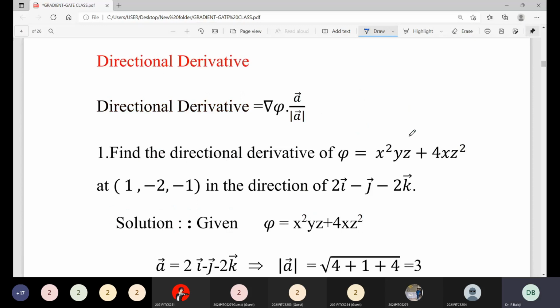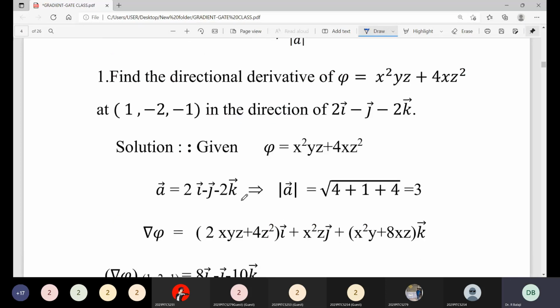Directional derivative. So, the directional derivative formula is del phi dot a vector divided by modulus of a vector. Find the directional derivative of phi is equal to x square yz plus 4xz square at 1 comma minus 2 comma minus 1 in the direction of 2i vector minus j vector minus 2k vector. Now, solution. Given phi is equal to x square yz plus 4xz square and a vector is equal to 2i vector minus j vector minus 2k vector.